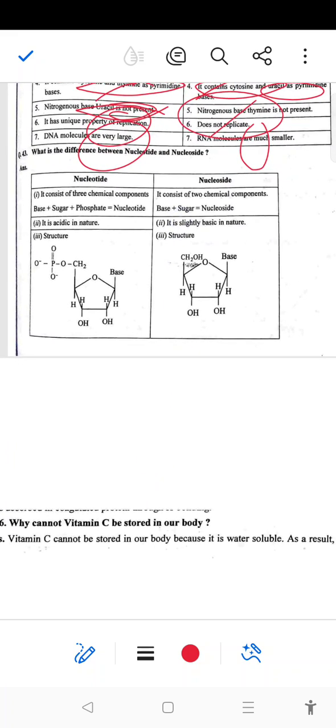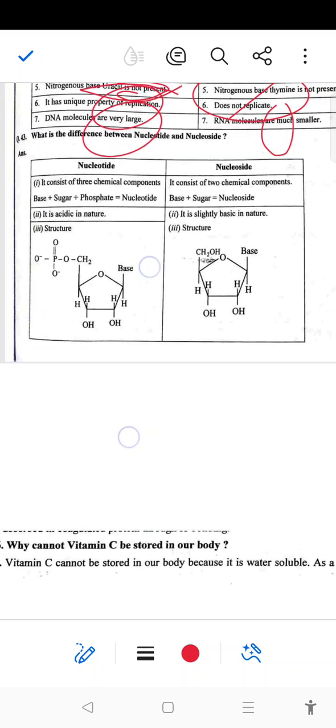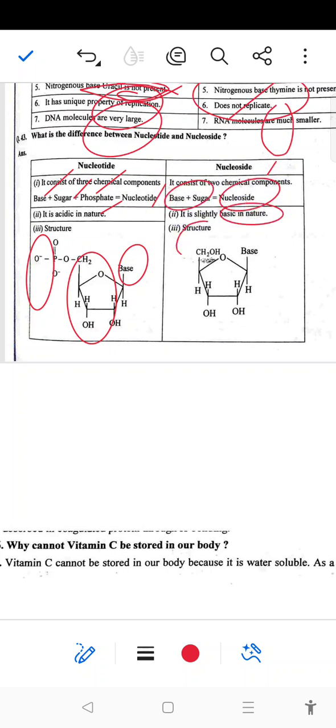Next, difference between nucleotide and nucleoside. A nucleotide contains three components: base, sugar and phosphate group. It is acidic in nature. And a nucleoside contains two components, base and sugar. So it is basic in nature and contains a base and a sugar molecule.